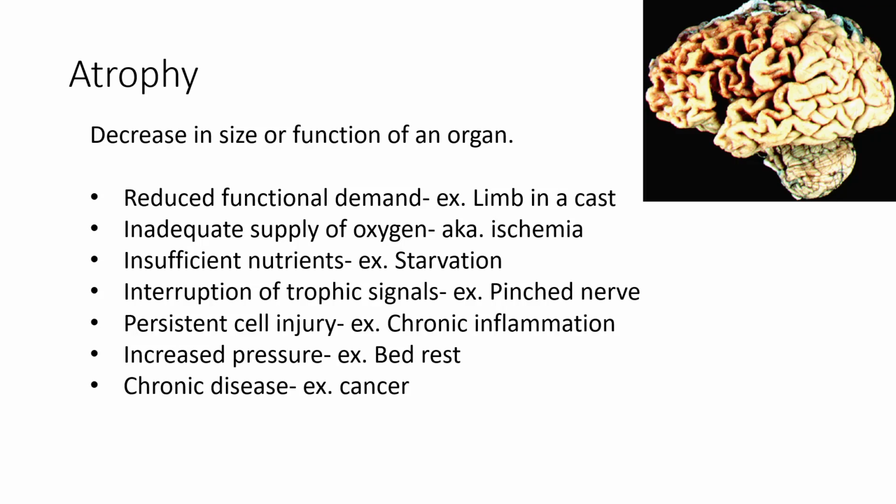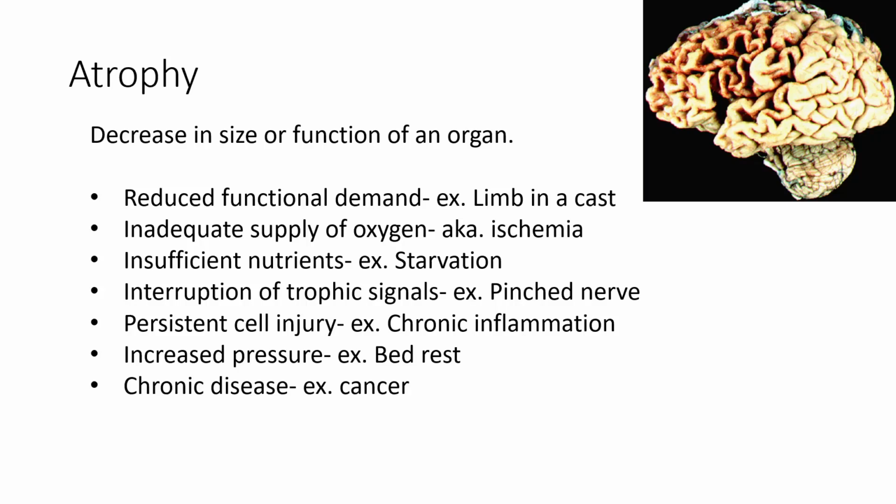Atrophy. Atrophy is the decrease in size or function of an organ. This can be caused by a bunch of different things. One of them is reduced functional demand. So if there's a limb in a cast, that would be reduced functional demand because you can't really use the limb that much and it's in a cast. So that would reduce the demand on it, and it would reduce the amount you use it. So there will be a little bit of atrophy there.